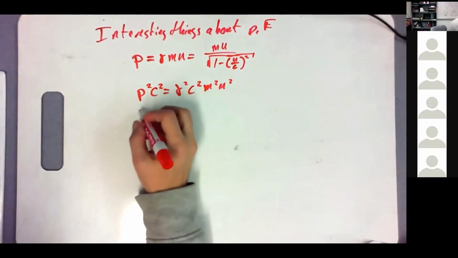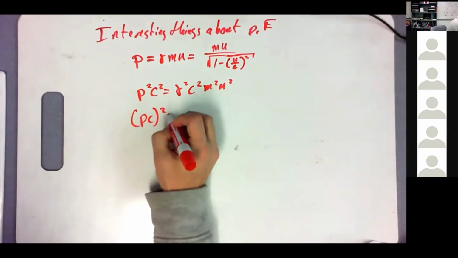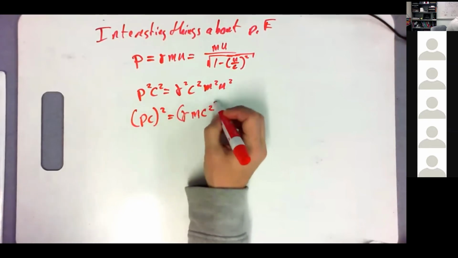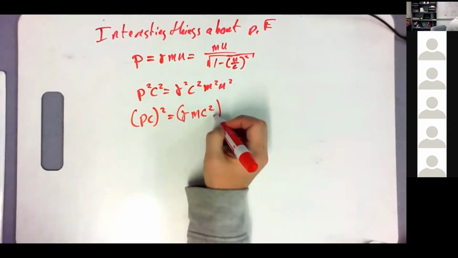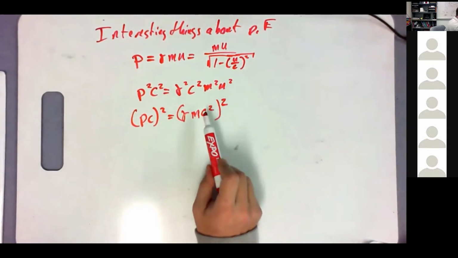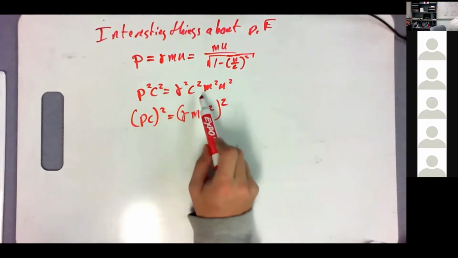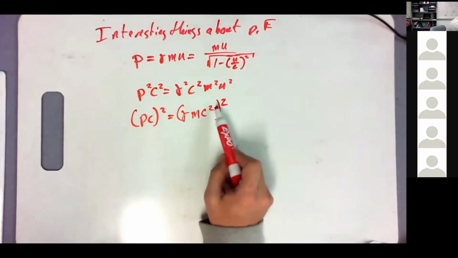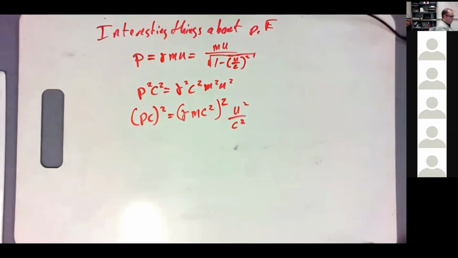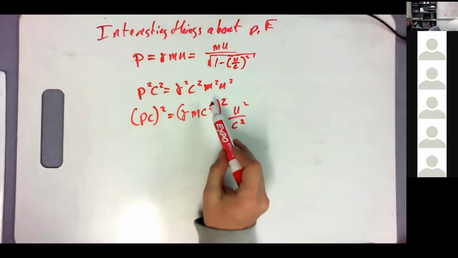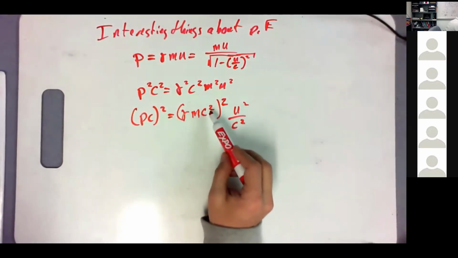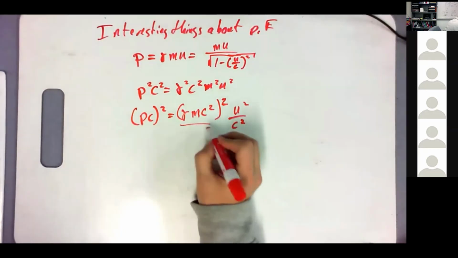Okay, so we can call this pc squared is gamma times m times c squared, squared. So let's see what I did here. Gamma times m times c, that's all there. We've got a c squared here, though, which is now to the 4th. So we need a 1 over c squared, and we get a u squared over c squared on the outside, right? So all I've done is taken this, brought it into a square, divided by c squared, and put another c squared in here. But what is gamma mc squared?